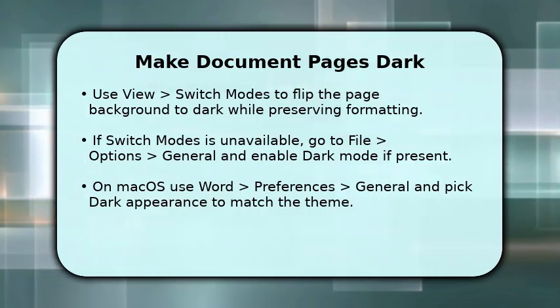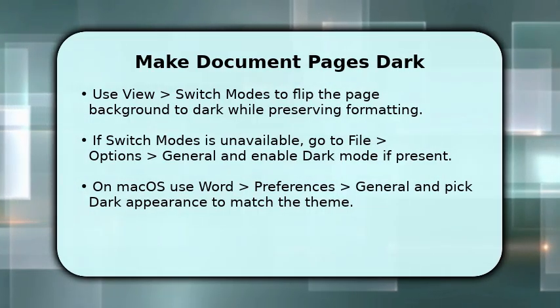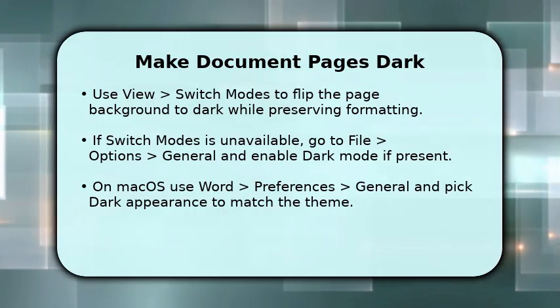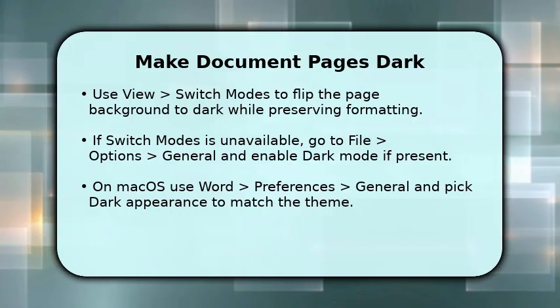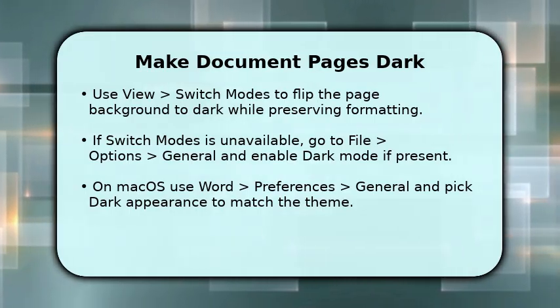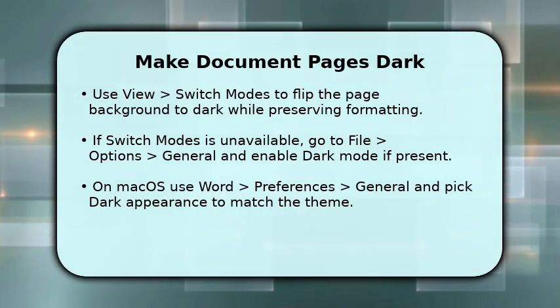If your Word version lacks Switch Modes, open File, Options, General, and enable any dark mode or disable dark page color option accordingly. On Mac OS, open Word Preferences, General, and choose Dark Appearance.